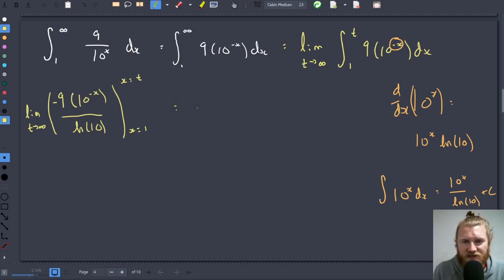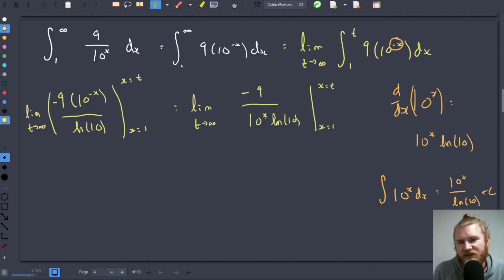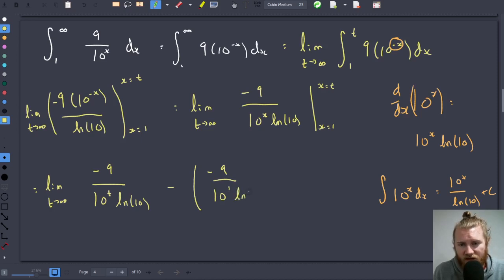So this is actually a limit as t goes to infinity of negative 9 over 10 to the x natural log 10 evaluated from x equals 1 up to x equals t. We're pretty much going to see what happens when t gets in here and goes off to infinity. But let's go ahead and write it all out. So this is a limit as t goes to infinity of negative 9 over 10 to the t natural log 10 minus negative 9 over 10 to the 1 natural log 10.